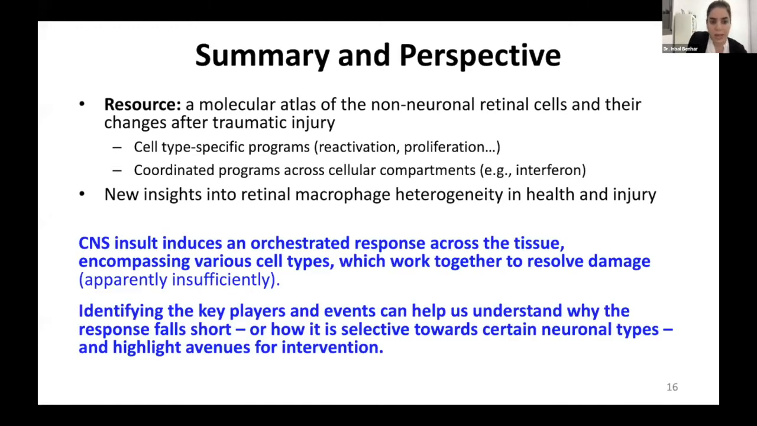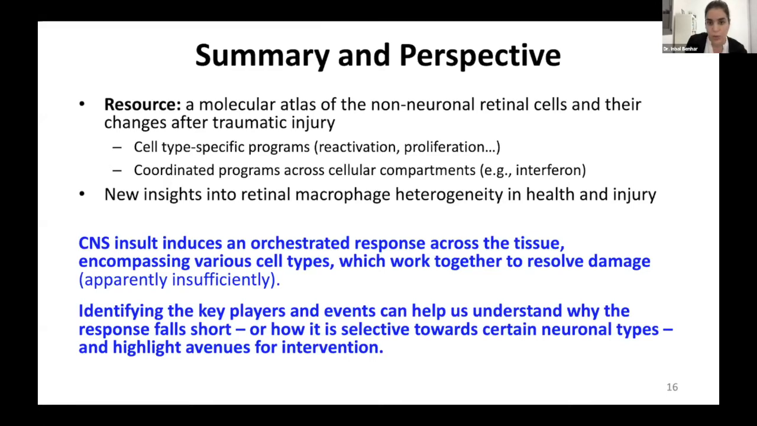Altogether, we can say that CNS injury induces an orchestrated response across the tissue where various cell types work in a coordinated manner to at least try to resolve damage. Apparently, they do that insufficiently. By identifying the key players and events, we can hopefully understand why the response falls short or how it is selected towards certain neuronal types. And that would hopefully help us highlight evidence for intervention.